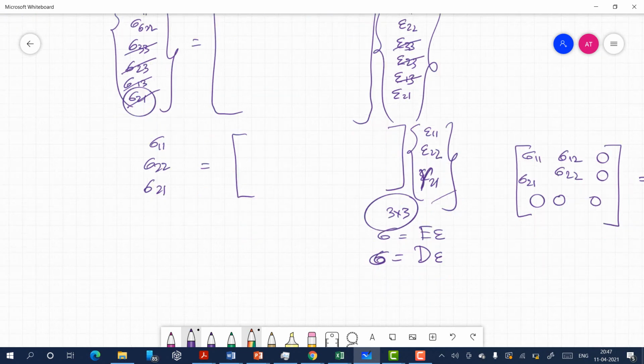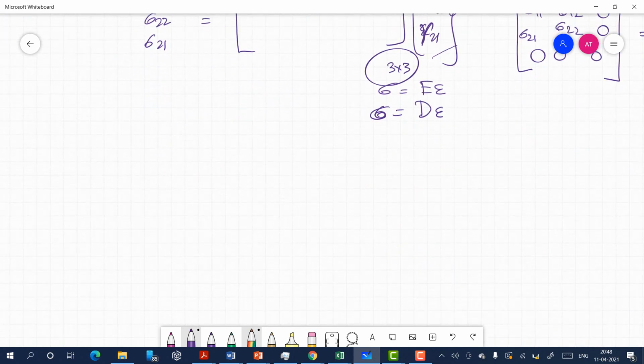And in this case, it will be simply, so what will be my matrix? So I will have sigma 11, sigma 22, and sigma 21 equals E divided by 1 minus mu square, and E is the elastic modulus, and that's a property, that's not a component.